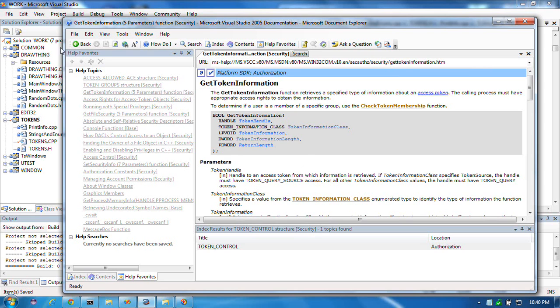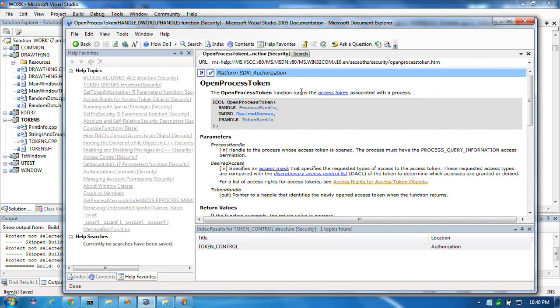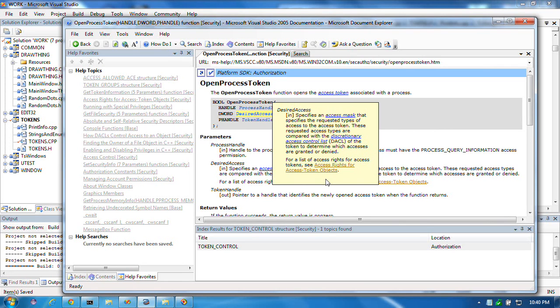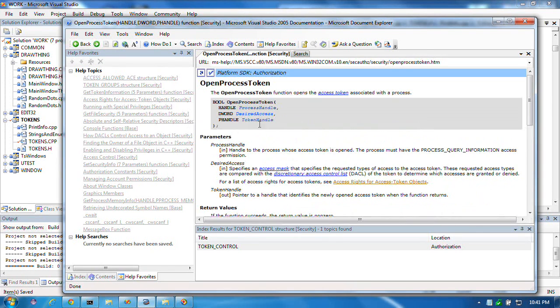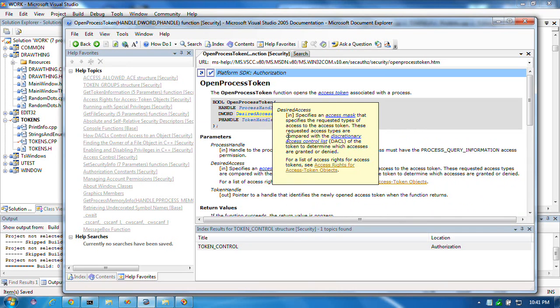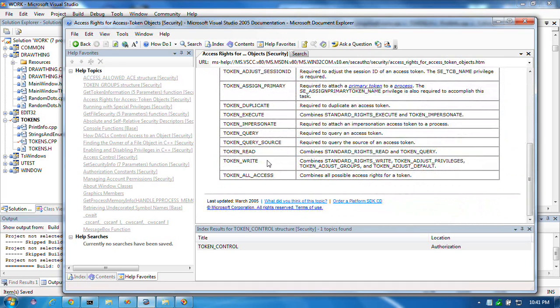So okay, here's this function, it gets information out, and then I look at this function. It gets an access token associated with the process. I called it, and the desired access of, what did I ask for? Well, I didn't ask for the default. I asked for the highest one, all access. Okay.